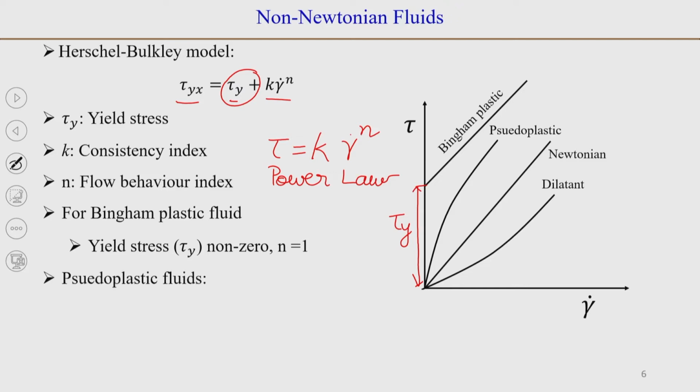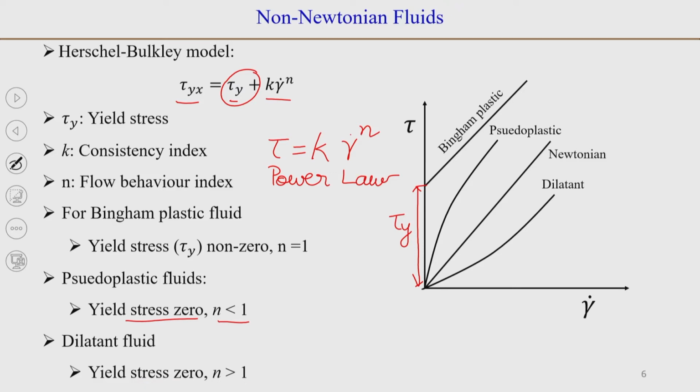For pseudoplastic fluids, the yield stress is 0, as we see here, and n is less than 1. You may find some fluids, for example blood, that may show some yield stress behavior. So, in that case the yield stress may not be 0. This equation, with the yield stress 0, is written here just to simply represent the graphs in this figure. For dilatant fluids, the yield stress is again 0 and n is greater than 1.